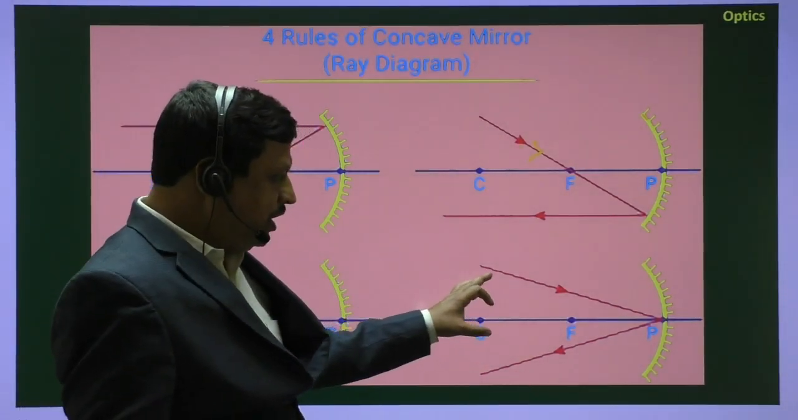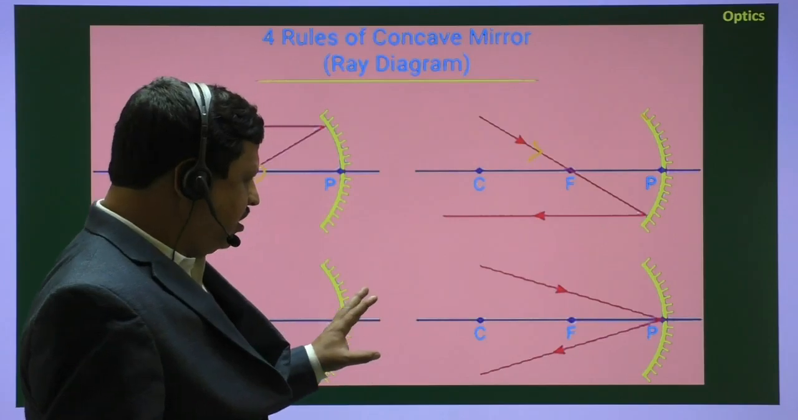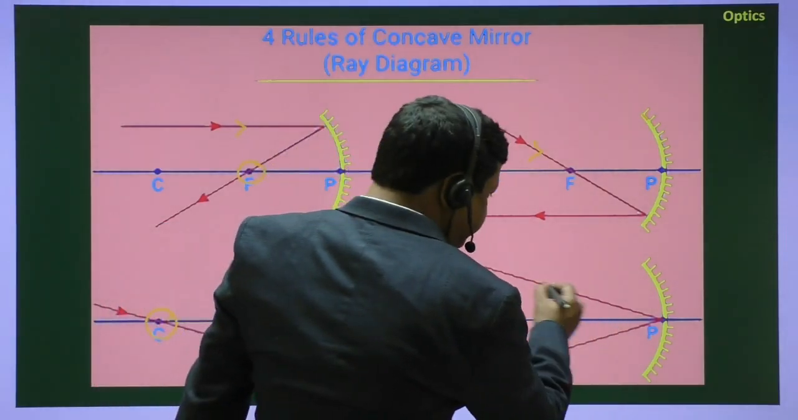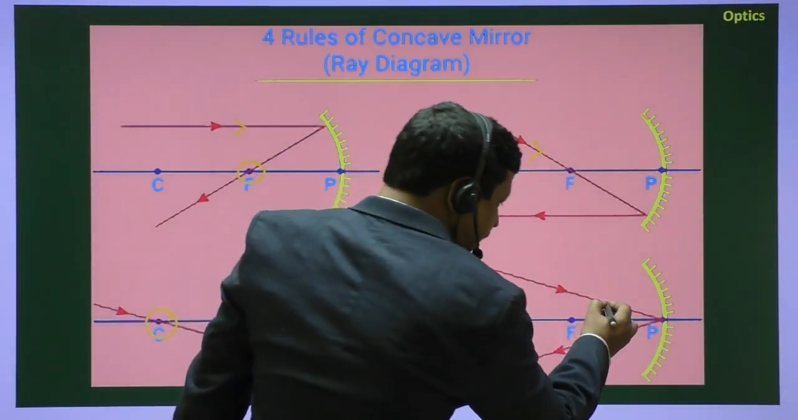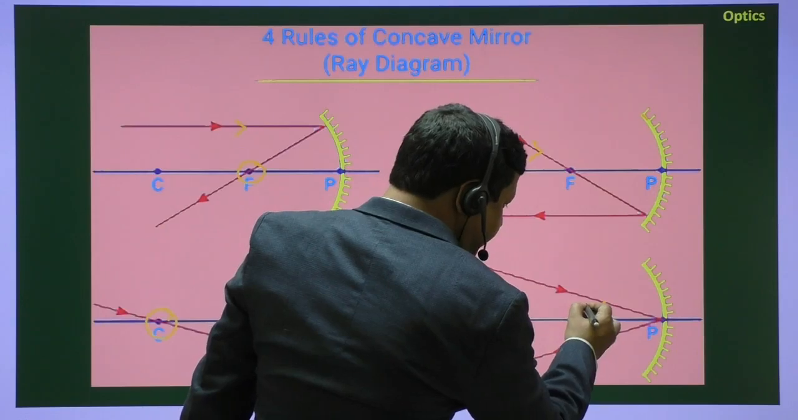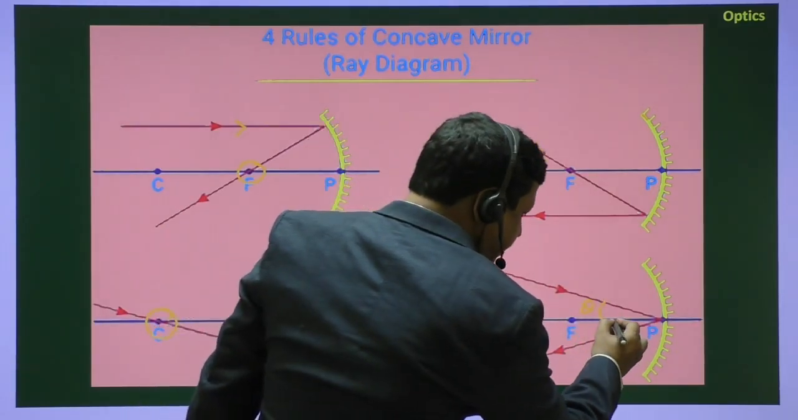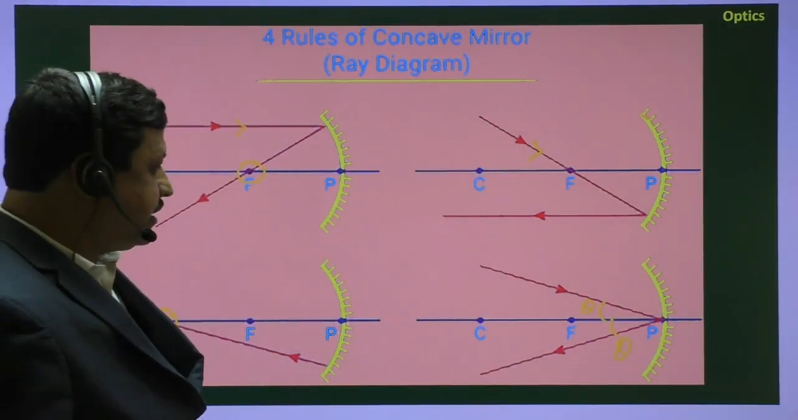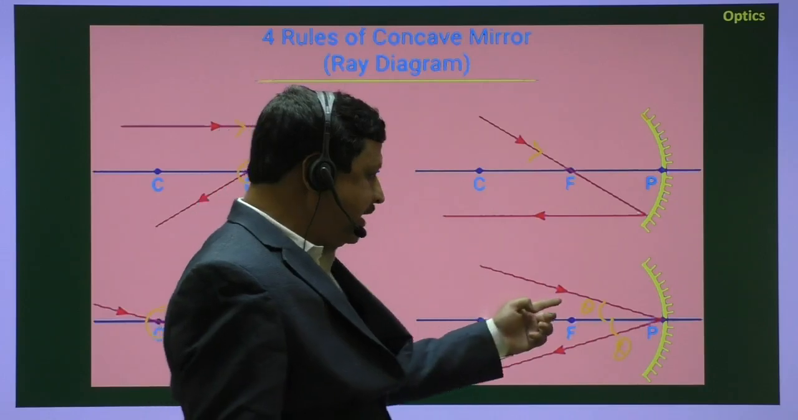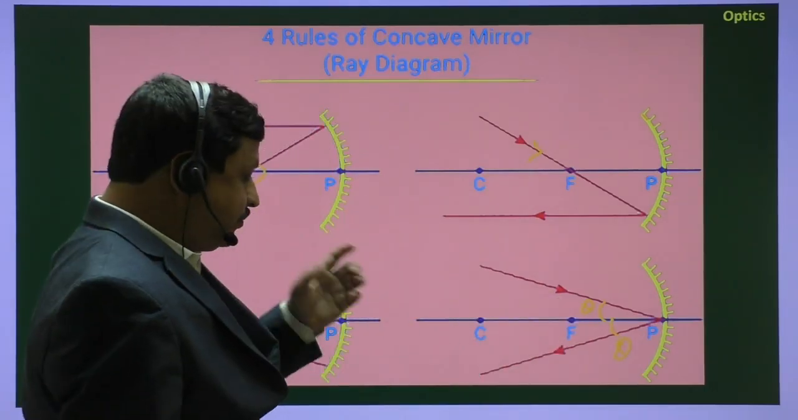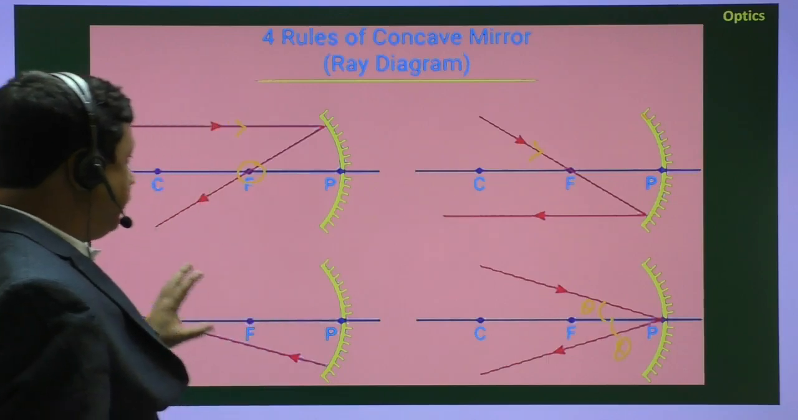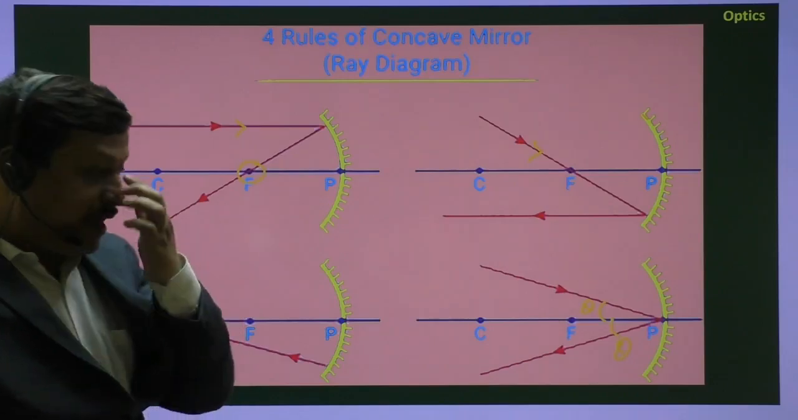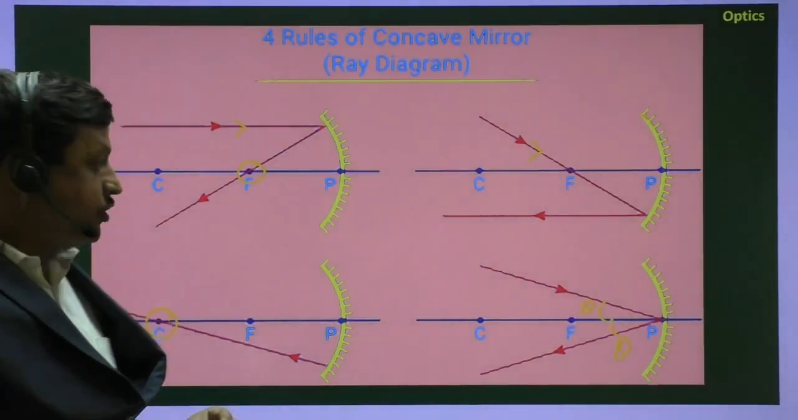Number 4 is not applicable in the case of a ray diagram, but you have to know that if a ray is incident on a mirror at an angle theta, then it will reflect at the same angle, because we know that the angle of incidence is equal to the angle of reflection. So this angle should equal this angle, but it is not very widely applicable. Basically, with these 3 rules we can make the ray diagram for image formation.